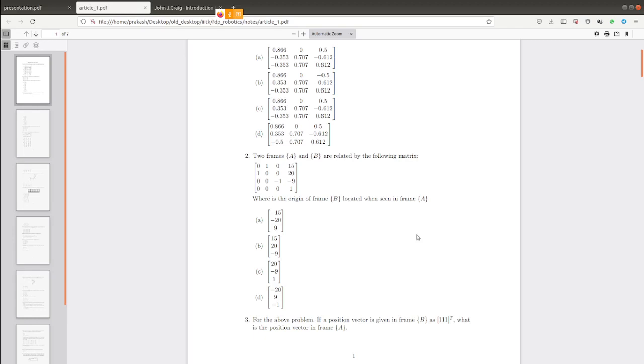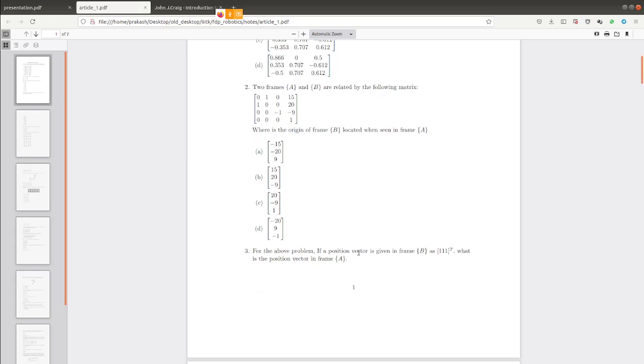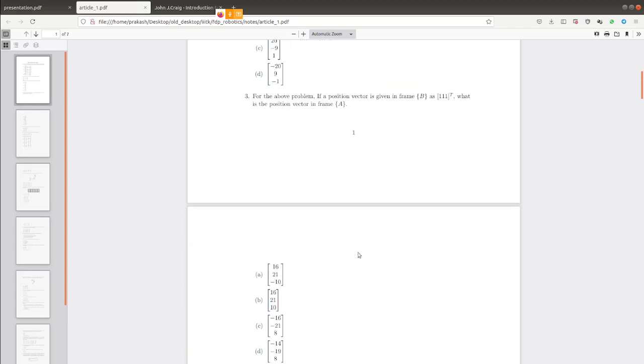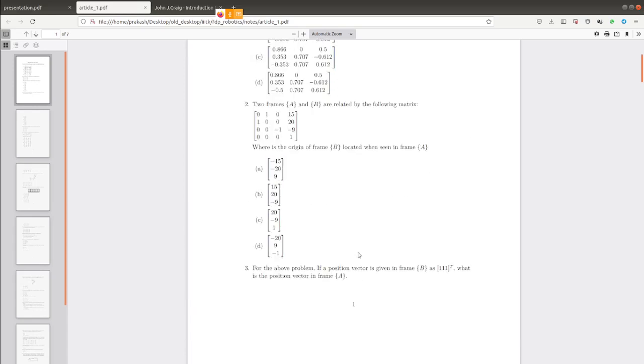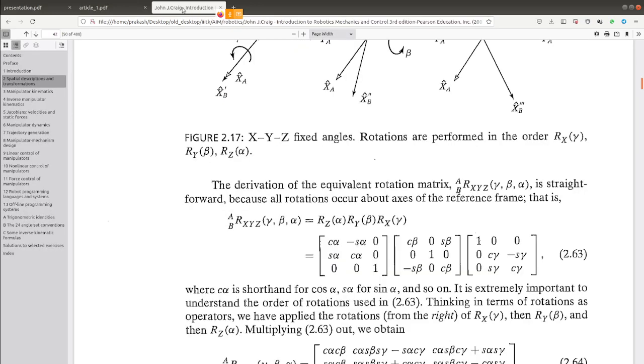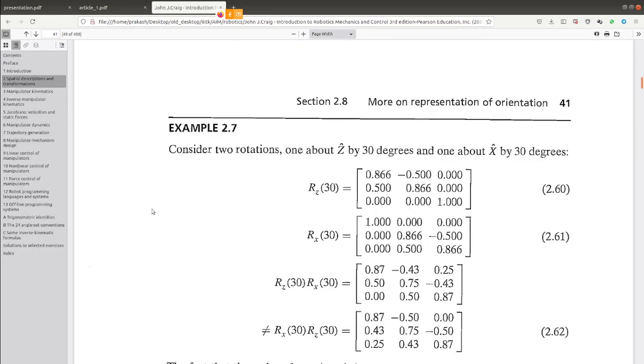We will go to the third question. For the above problem, if this is a position vector with respect to frame B, then what is the same vector with respect to frame A? All we have to do is a multiplication, TAB into PB.